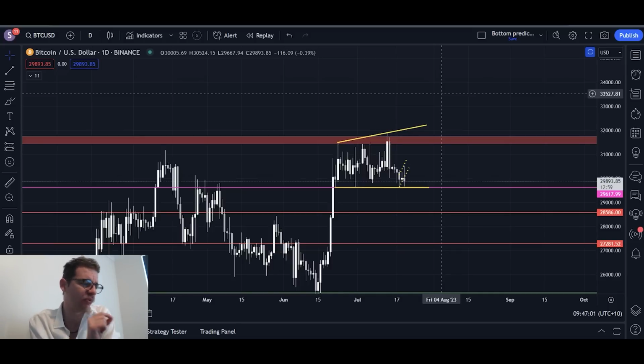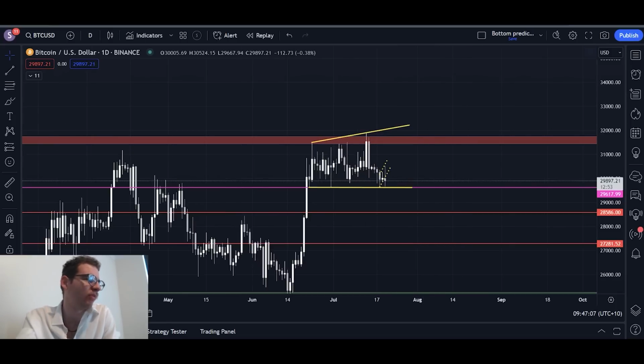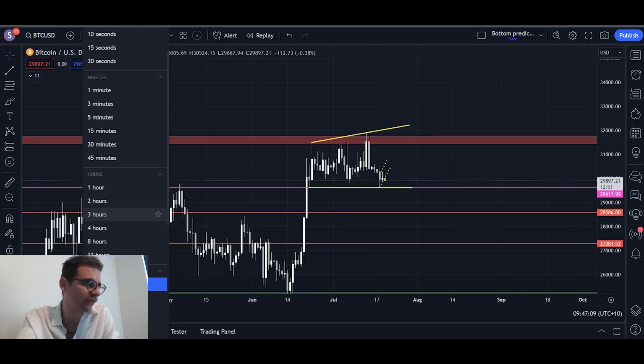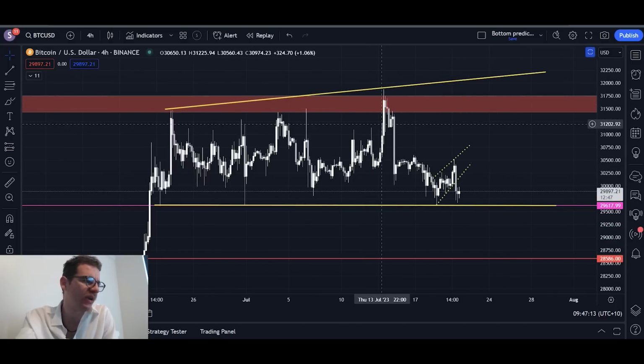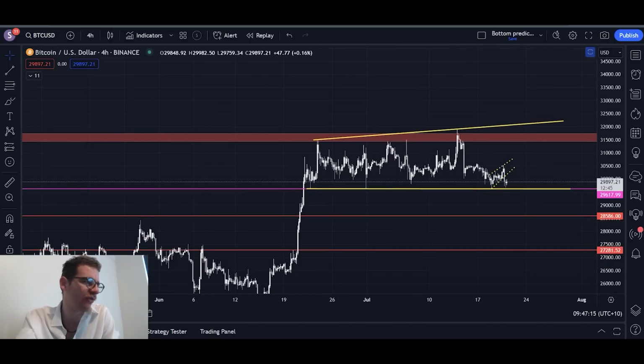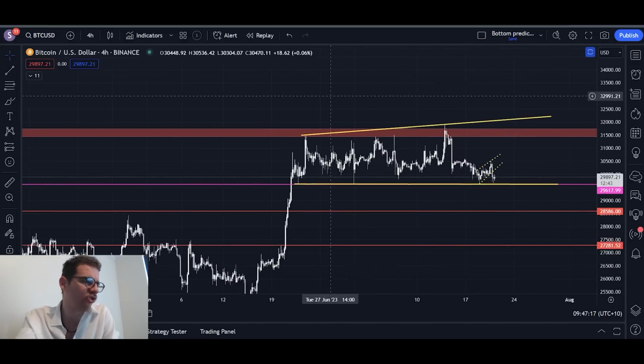Now, what is important about this structure, what we actually can extract from it, is the fact that 29.6k, the bottom line of support, the bottom of that structure, is very, very important. How do we know that? Well, all we need to do is look at the range itself on the 4-hourly chart, get a little short term look at the range.